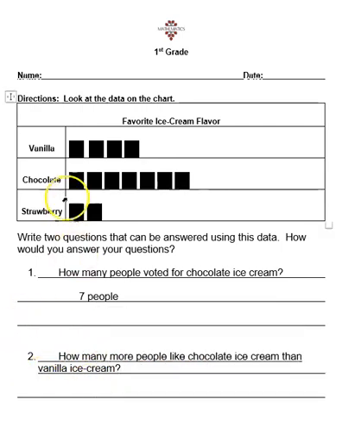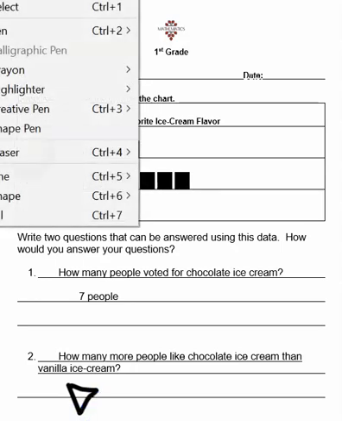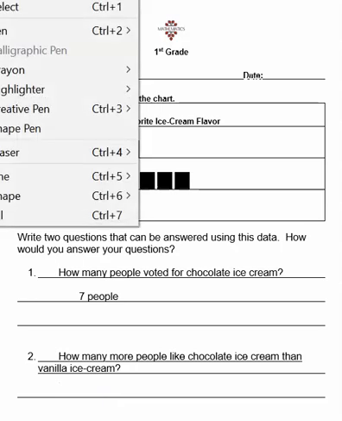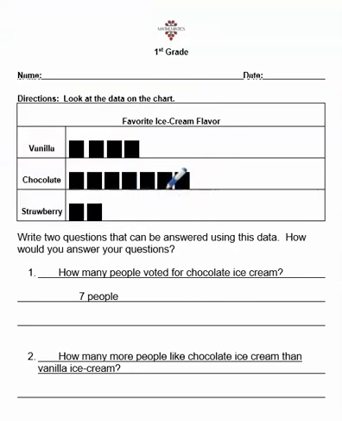Well, how many people voted for chocolate? Well, we already knew that was seven, right? So I'm going to get my pen out. So seven people voted for chocolate, and I'm going to write that up there.